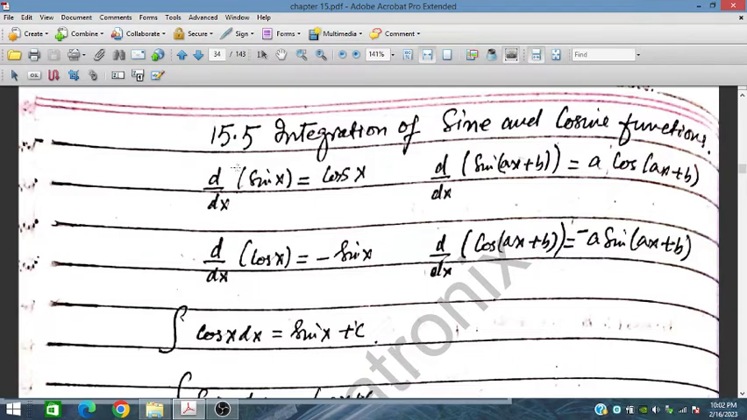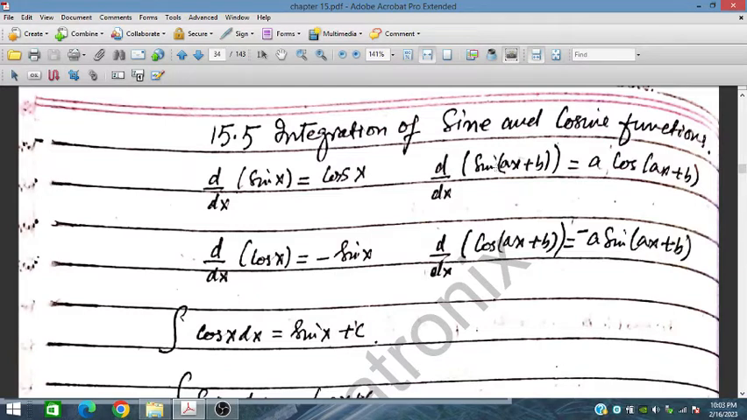In this session, we will discuss the integration of sine and cosine functions. In the previous chapter 14, we discussed differentiation. When we take the derivative dy/dx of sin x, we get cos x, and whenever we take the derivative of cos x, we get minus sin x.